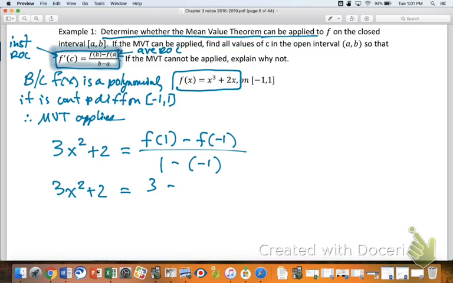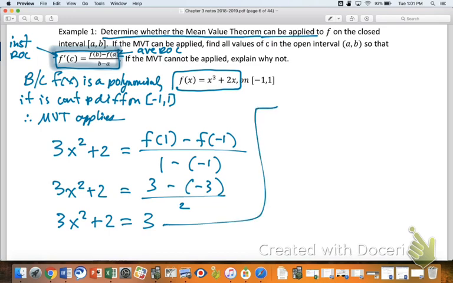Okay. So what do you guys think f of negative 1 is? Negative 3, yeah, so it's 3 minus negative 3. Of course, that's over 2. So it's 3x squared plus 2 equals 6 over 2, which is 3. And now we just need to get busy solving this. So you subtract 2 from both sides, divide by 3. And how do we finish this one off?